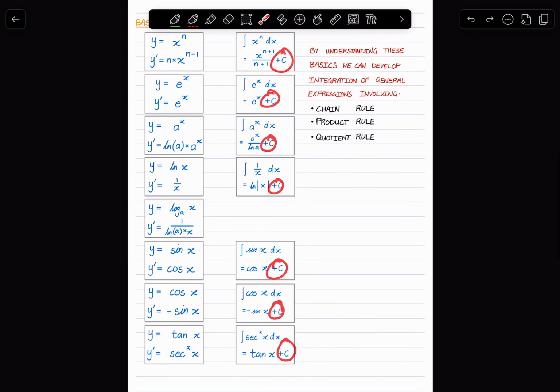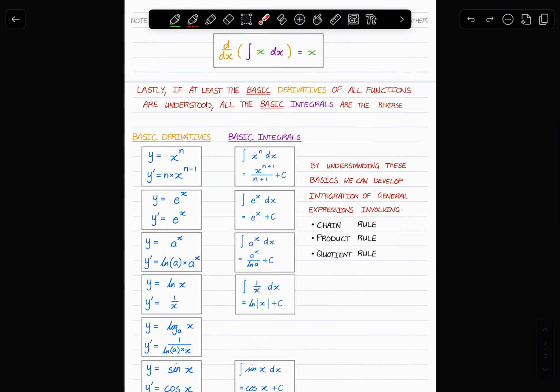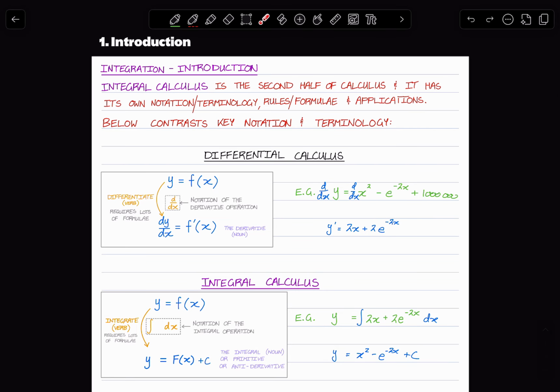All right, so I hope that's given you a good introduction to the notation and the terminology of integration.